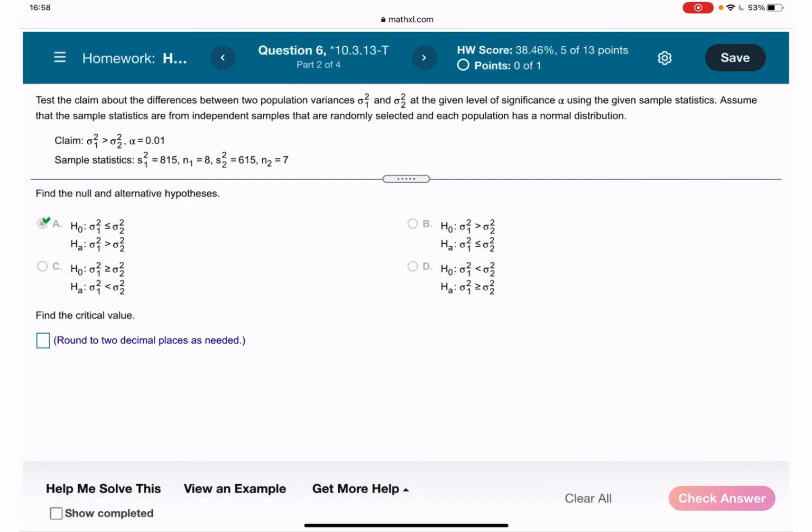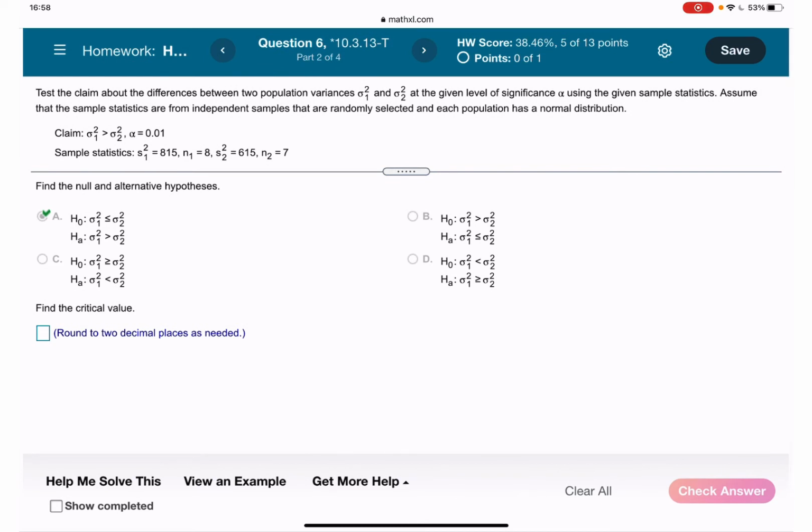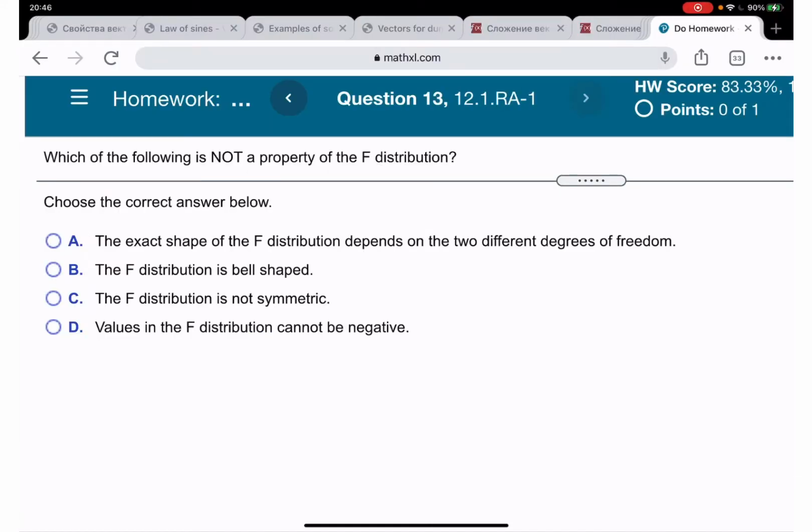What we have next is the critical value. Since our alpha is 0.01, let's find out if we have the right tail. It's not two tails. So we need to, moving to the last question.